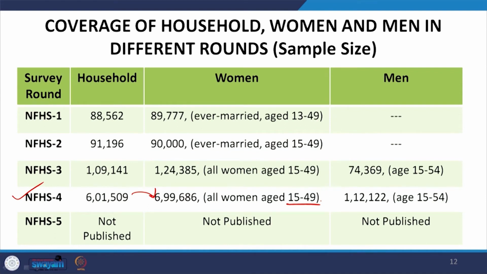Whereas NFHS 3 covered 1,09,141. Now, compare NFHS 3 to NFHS 4, the number has multiplied to more than around 6 times. And similarly for individual women and men, NFHS 2 covered 91,196, and other figures you can read. In all the rounds women's information is given, whereas in the first two rounds men's information is not covered.